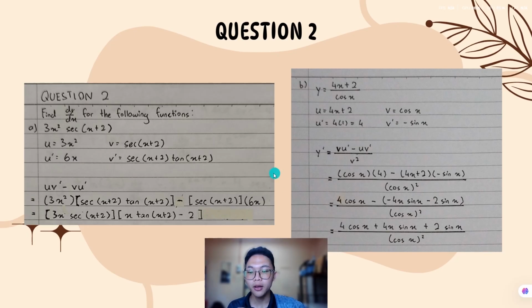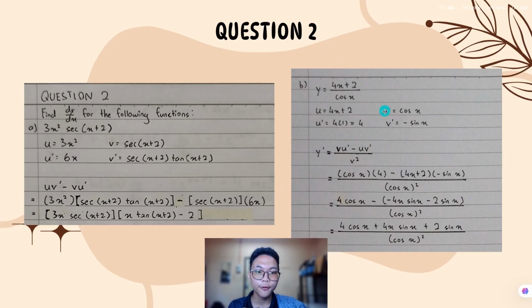First of all, identify the common terms from both sides: secant(x plus 2), secant(x plus 2), 3x squared, 6x. And number 2, factorize. 3x secant(x plus 2) times (x tangent(x plus 2) minus 2).